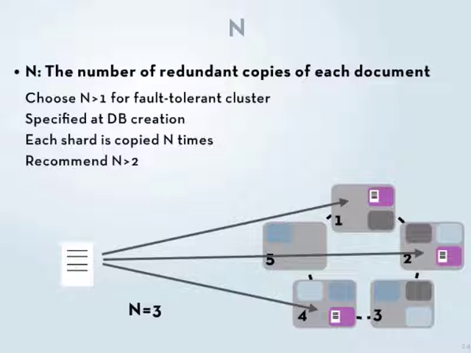So the next parameter, again one that you can choose at database creation time, is the number of copies, the number of replicas of a document that you expect to be stored. And this is simply N. What ends up happening here is that when the database is divided into shards, each of those shards is duplicated N times. And provided that you have enough nodes in the system, it guarantees that those N copies of a given shard are on N different physical nodes.